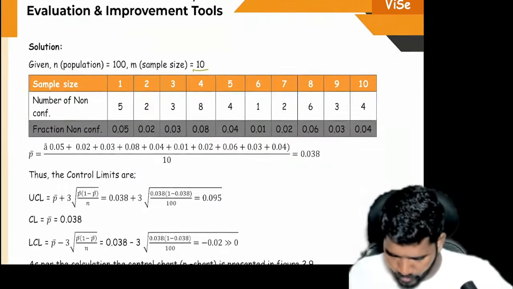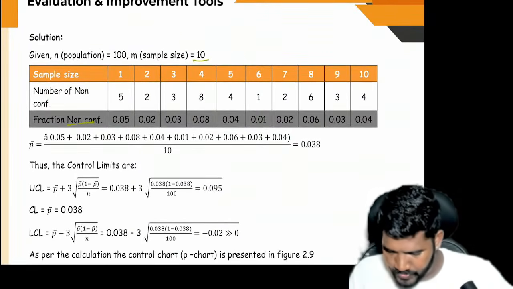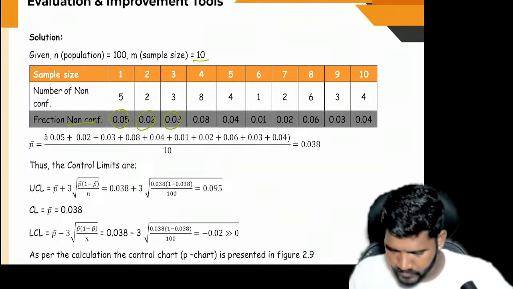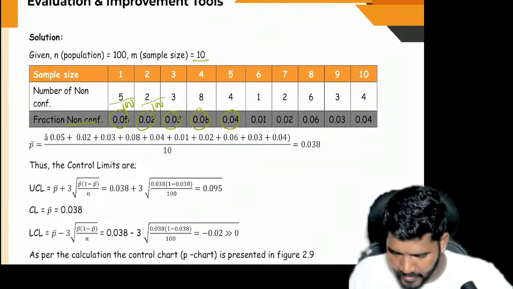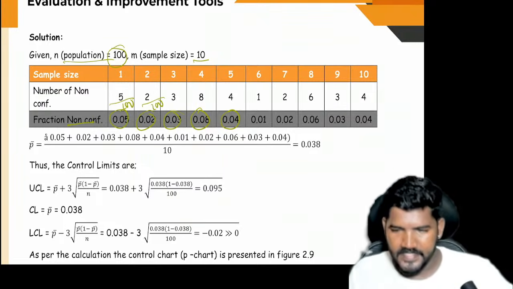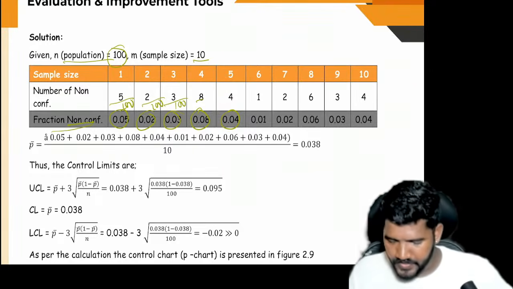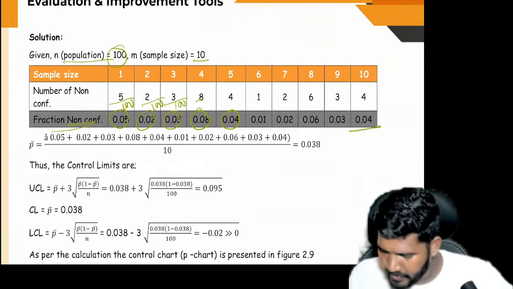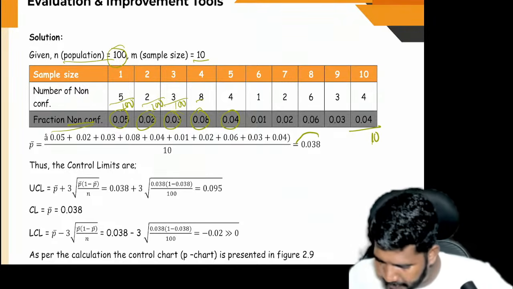Now the P bar equals the fraction of non-conformities. So sum of defectives, these are the defectives. How? 5 divided by 100, 5 divided by 100. Why? Because the population is 100, sample is 100 now. If you divide by 100, you will get the fraction of non-conformities. The total sum of defectives divided by sample size is 10. So P bar value is 0.038.